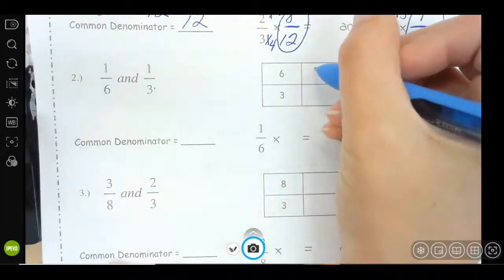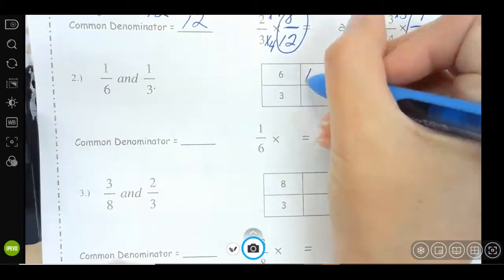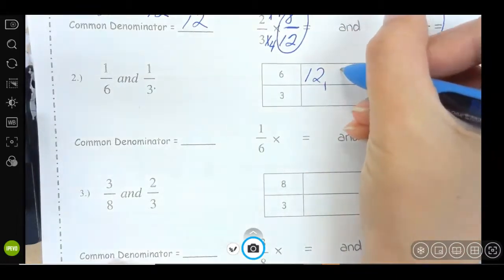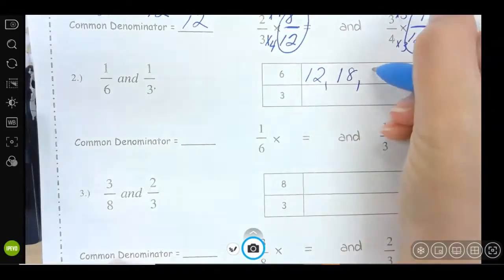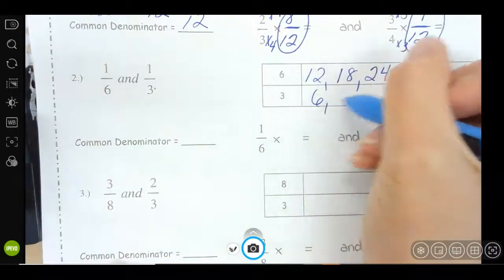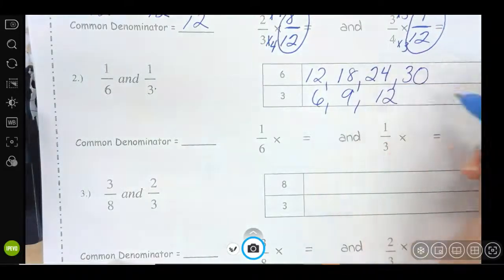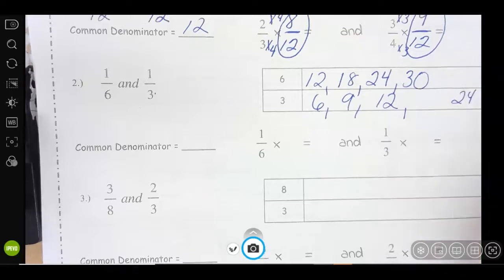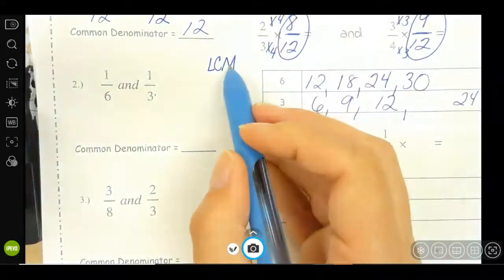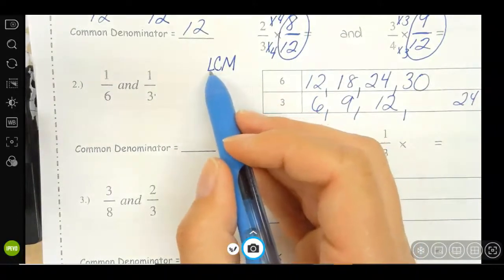We have 6. Then what comes next? 12. Then 18. Then 24. Then 30. Okay, let's skip count by 3. We have 3, 6, 9, 12, and eventually we would get to 24. But remember, we're looking for least common multiple, meaning the multiple that they have in common, that's the least.